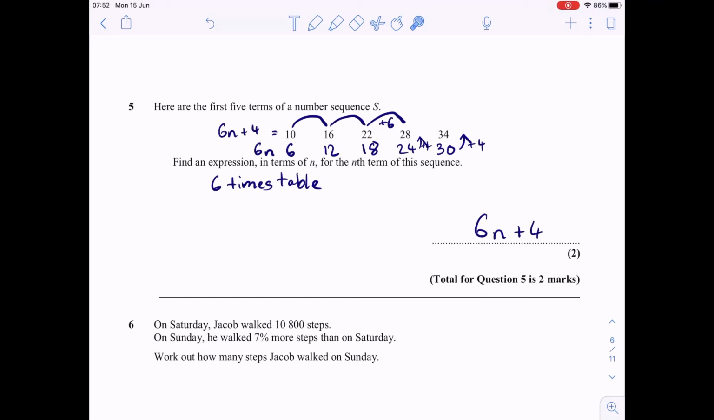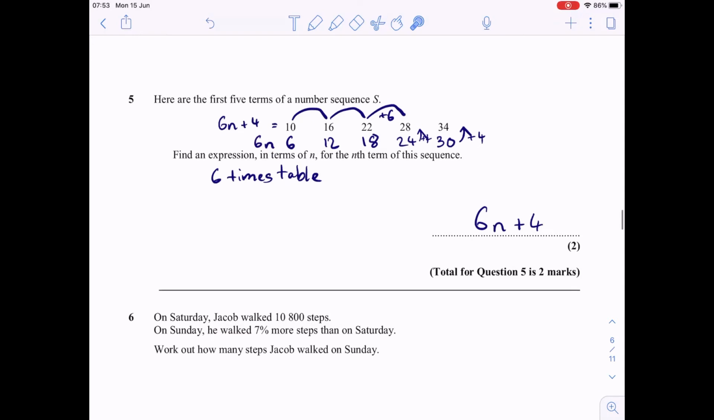The most common mistake here is people thinking we go up in 6s, so we plus 6 at the end. But remember, the jump each time refers to the times table. So we are looking at 6 times whatever term it is.